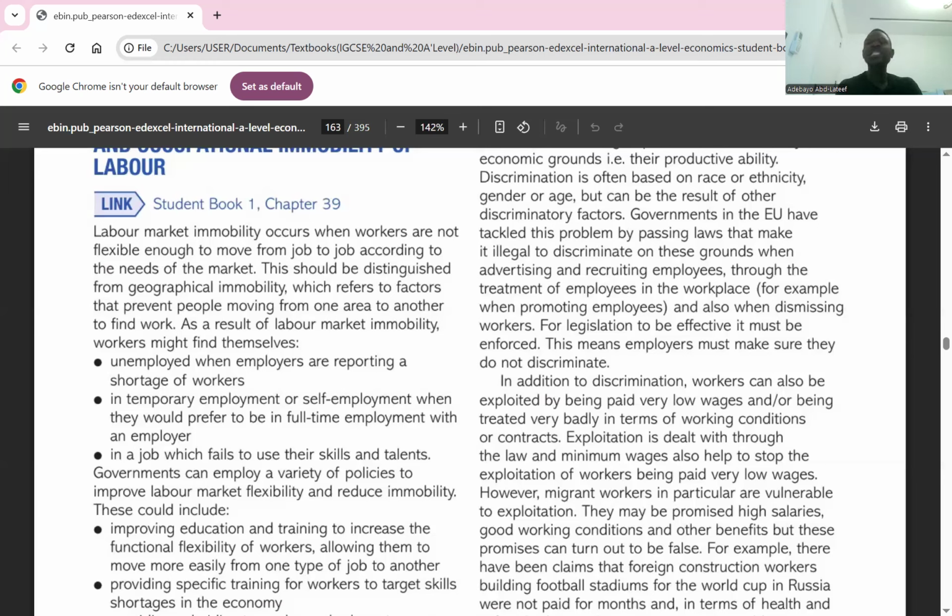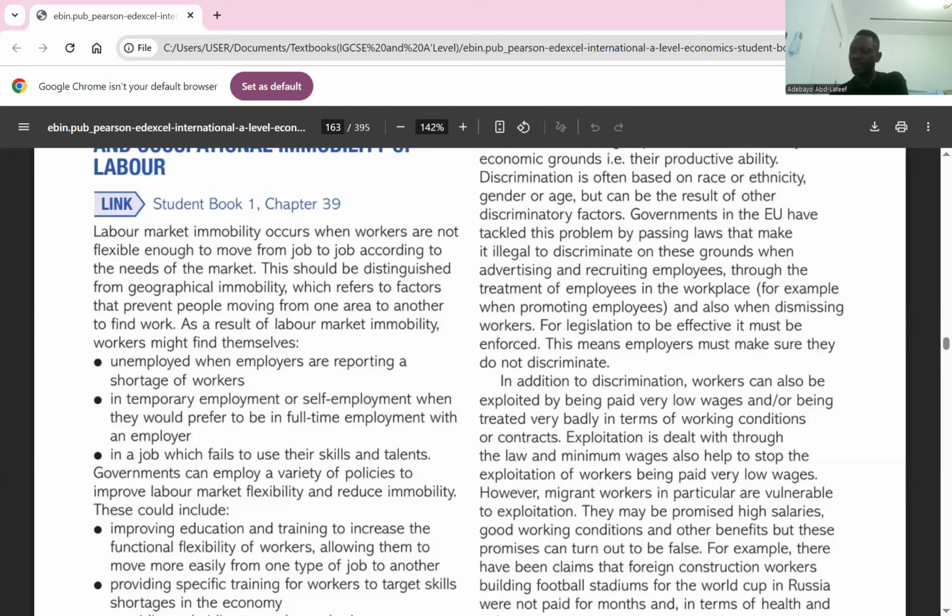The next one, relocating public services. Central government can move some public agencies or jobs out of expensive high employment areas to stimulate demand in other regions. So government can also set up or move public services or government departments to areas that are in need. Do you understand? That can also reduce or solve geographical immobility.